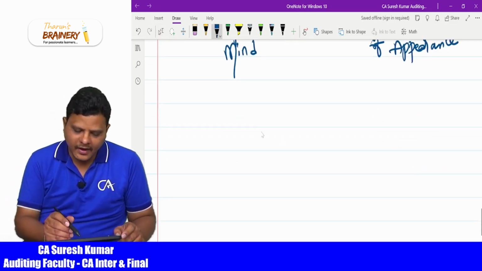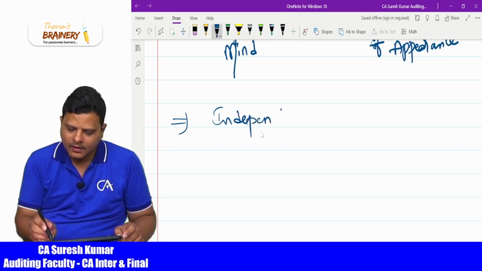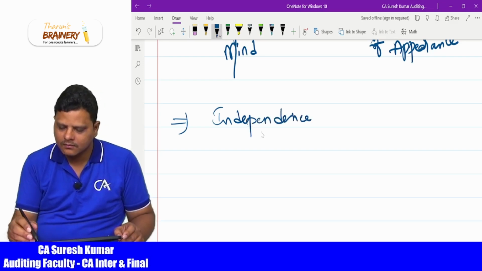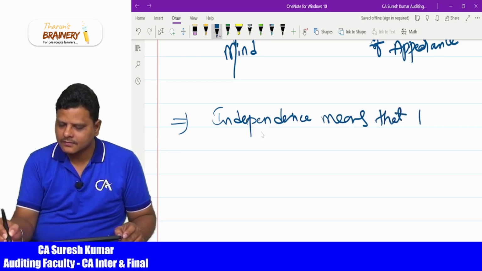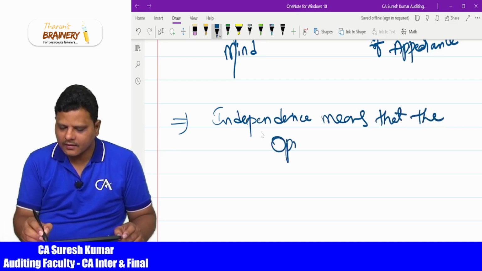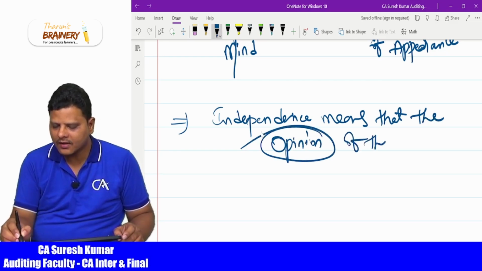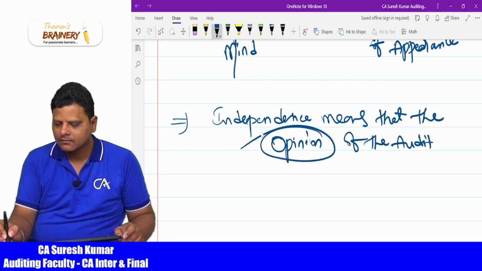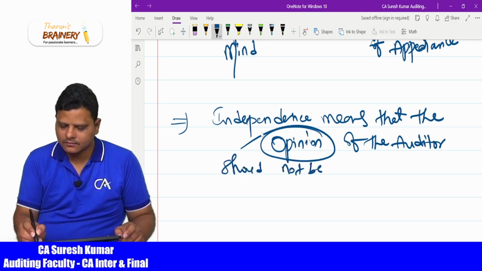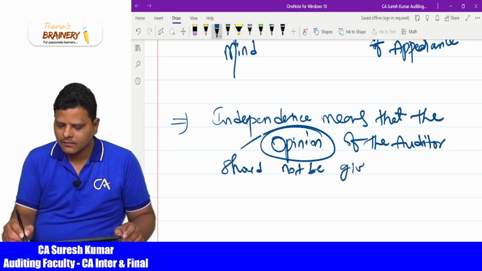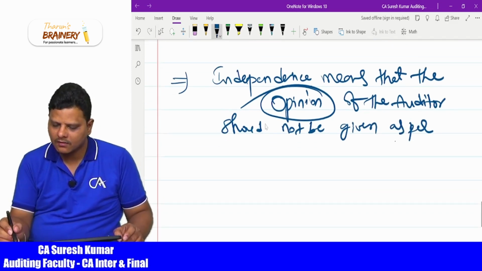Now again you can write flow chart wise. Independence means that the opinion, key point, highlight it, opinion of the auditor should not be given as per, now draw a chart.